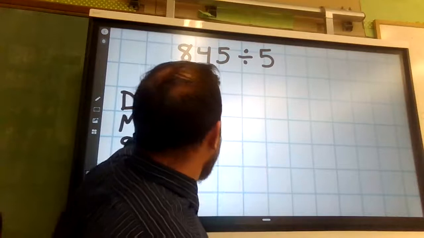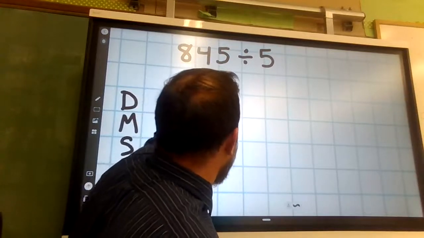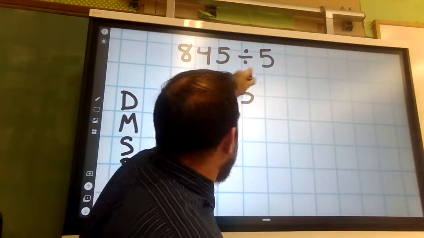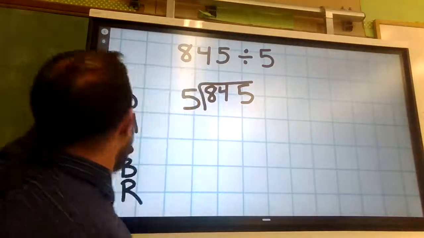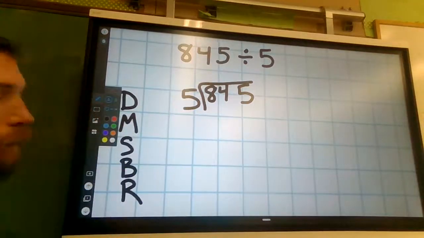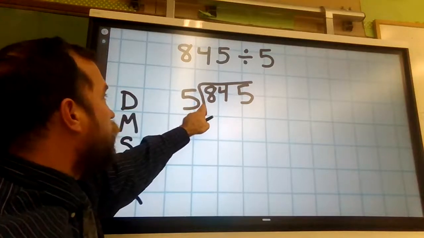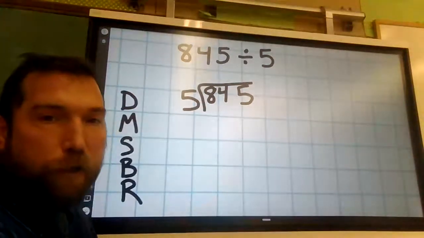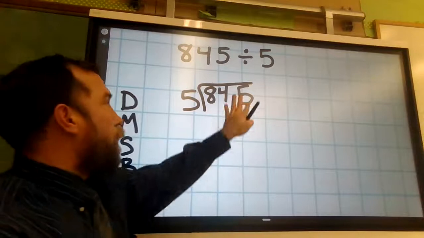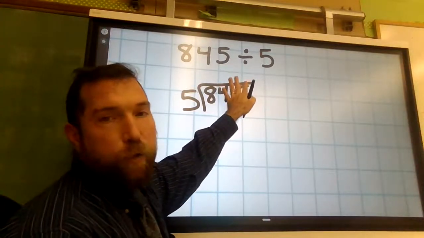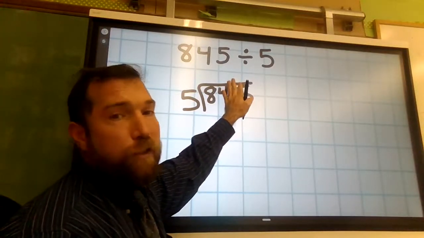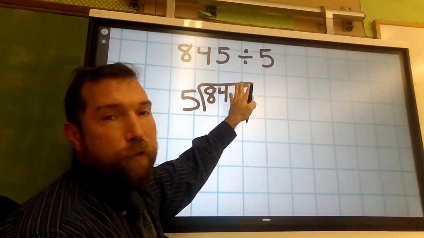Okay, I have 845 divided by 5. Again, I know this looks like a lot, can be a little overwhelming. Just wanted to move the division bar. Again, don't worry about the big, gigantic number. Try to do it one part at a time. It's just 8 divided by 5. That's where you're going to start.